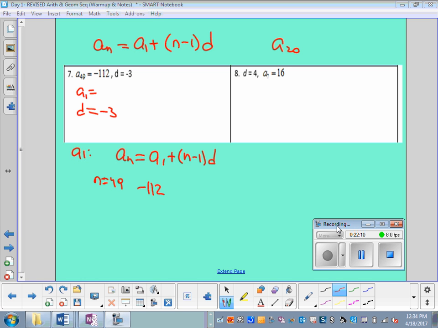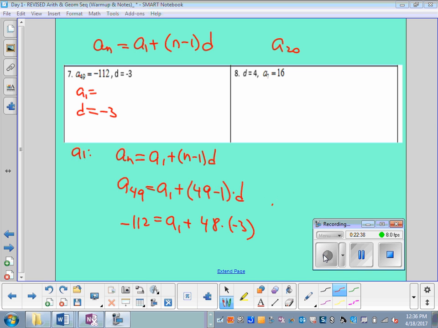So a49 is -112 equals a1, which I do not know, plus n is 49 minus 1 times d, which I know is -3. See what I'm doing? Starting with the generic formula, and then for n equals 49, I know what the term is. I know what d is, so I'm substituting everything in. Now I can solve for a1. Correct? So just solve an equation as always.